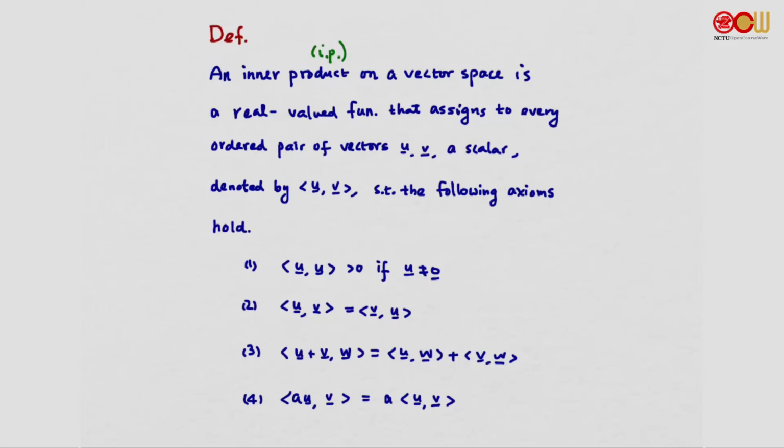So an inner product is a function of two vectors, and the function satisfies all these four properties. Whenever it satisfies all these four properties, then we say it's an inner product.